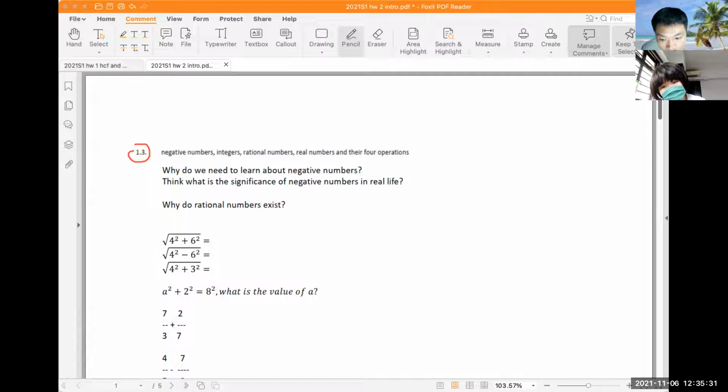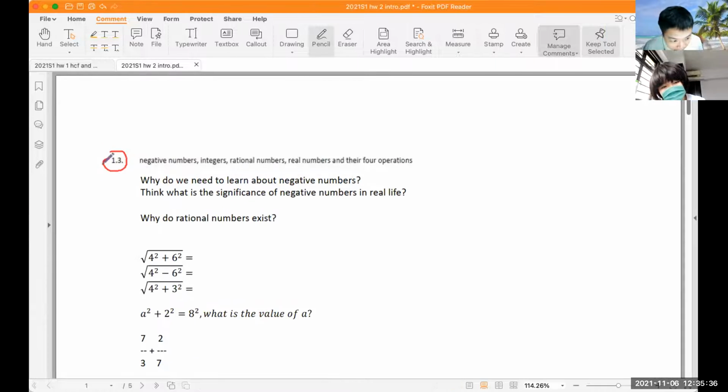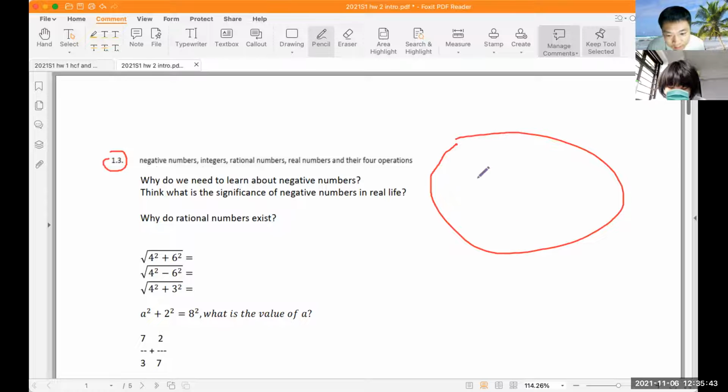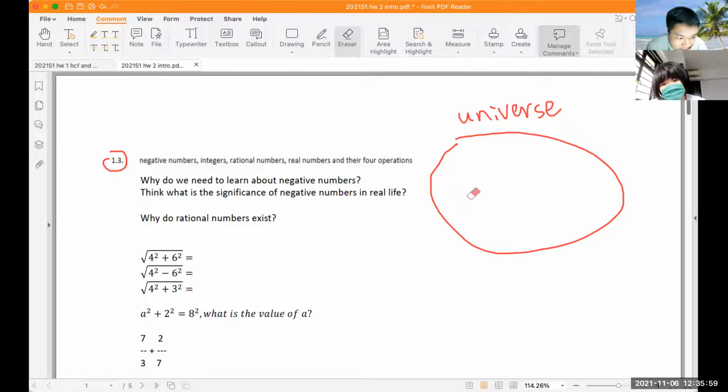Before we talk about this 1.3, let me ask you, let's imagine this is our universe. Oh, by the way, these days they like to talk about the metaverse. Do you know what a metaverse is? You don't know metaverse? Okay, good. This is called common knowledge. The spelling is this.